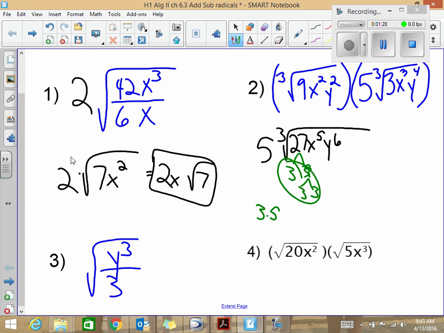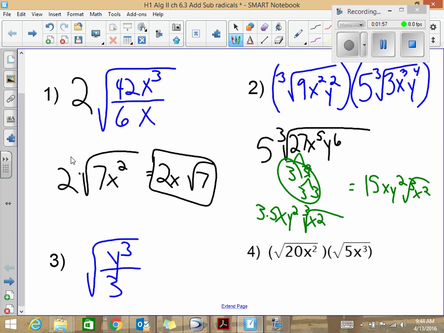5 x's, so there's one group of 3, so 1x comes out. The 2 x's stay in. And then 6 y's, 2 y's come out. And none stay in. So it's kind of messy, but final answer is 15 xy squared cube root of x squared. Does everybody agree with that? Is that right?